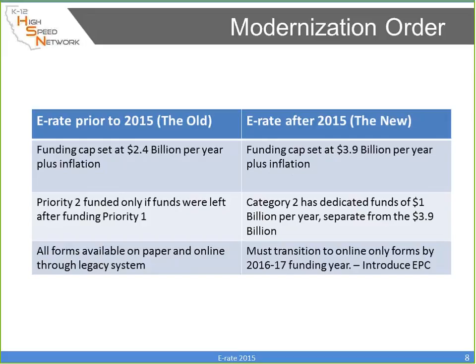Thus, one of the changes to the program, eliminating some services and changing that it's now category 1 and category 2, they each have their dedicated budget. Category 2 actually has a dedicated budget of $1 billion a year. The FCC has set that aside for the next 5 years, and that is not part of the $3.9 billion cap. It doesn't mean that we have a $4.9 billion total cap. That just means the FCC has designated $1 billion for the next 5 years to fund category 2.